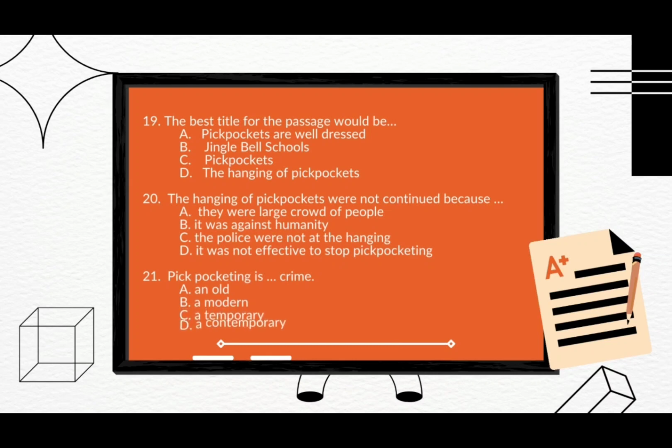21. Pickpocketing is a crime. A. An old. B. A modern. C. A temporary. D. A contemporary.